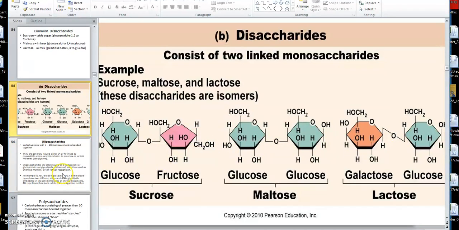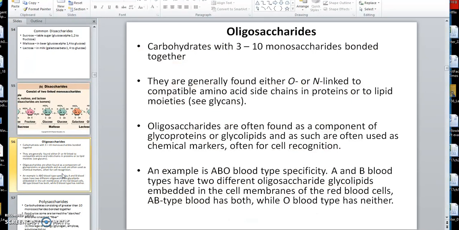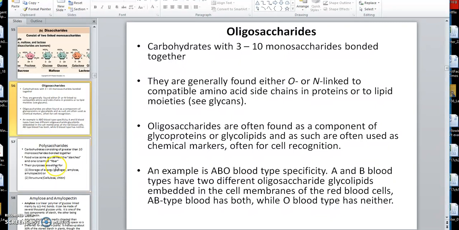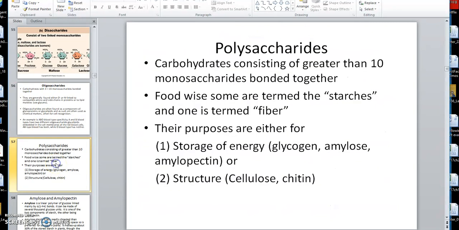Okay. We then quickly go to oligosaccharides. Oligosaccharides are 3 to 10. I will talk more about them when we talk about the cell membrane, because on the cell membrane, oligosaccharides exist, and they determine some of the specificities of your cell, identification markers. We will talk about that at another time. Okay. We now go to polysaccharides. Remember I said 10 or greater.